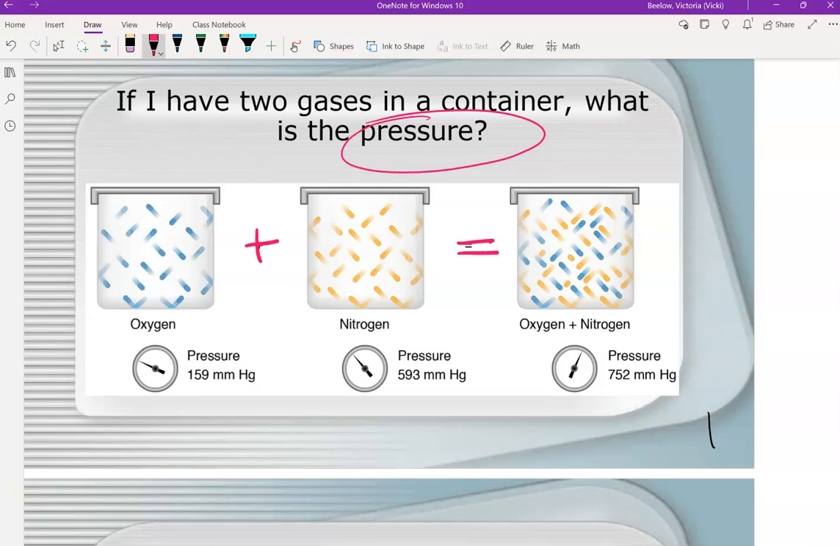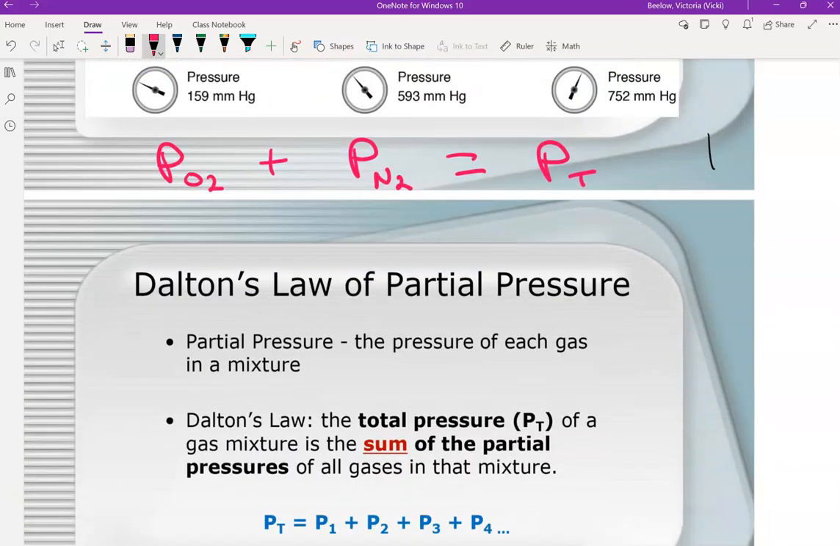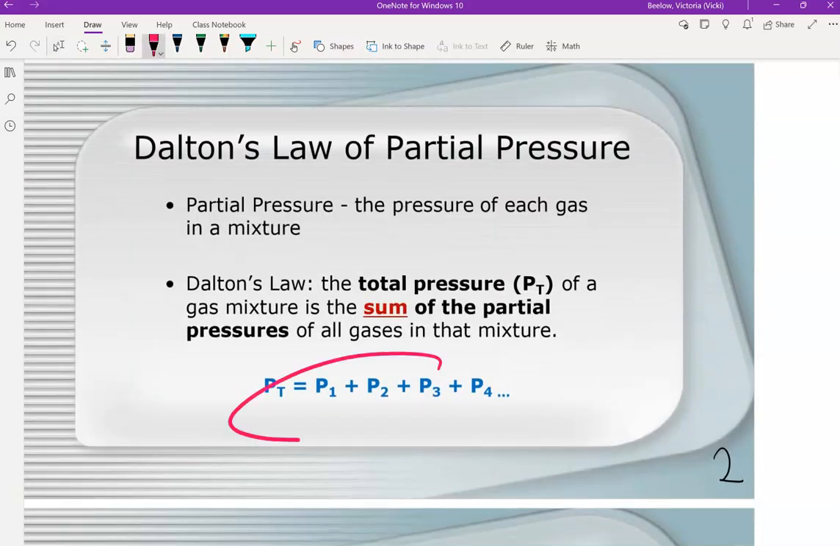How the formula looks in a simple way is P1, or you could say PO2, whatever your first gas is. If it's a gas that has an actual name, you could do this, plus our second gas P2, or we could call this N2 because we know what gas it is, equals the PT, which is the total pressure. So this is one way to illustrate that concept and also the equation, like how I have right here.